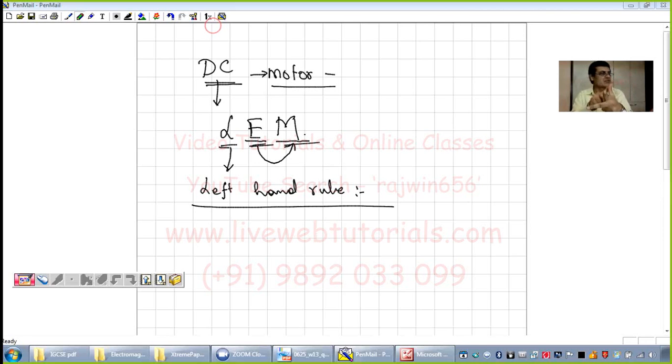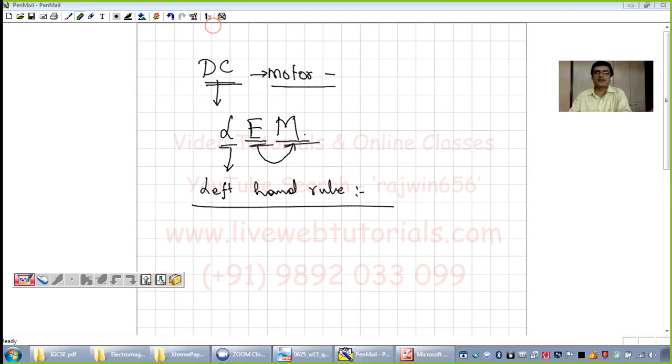My thumb is going to indicate F, that is father, that is force, the direction in which the coil will be forced to move. My first finger is going to be the direction of magnetic field, that is from North Pole to South Pole. My middle finger is going to indicate the direction in which the current is flowing through the circuit.